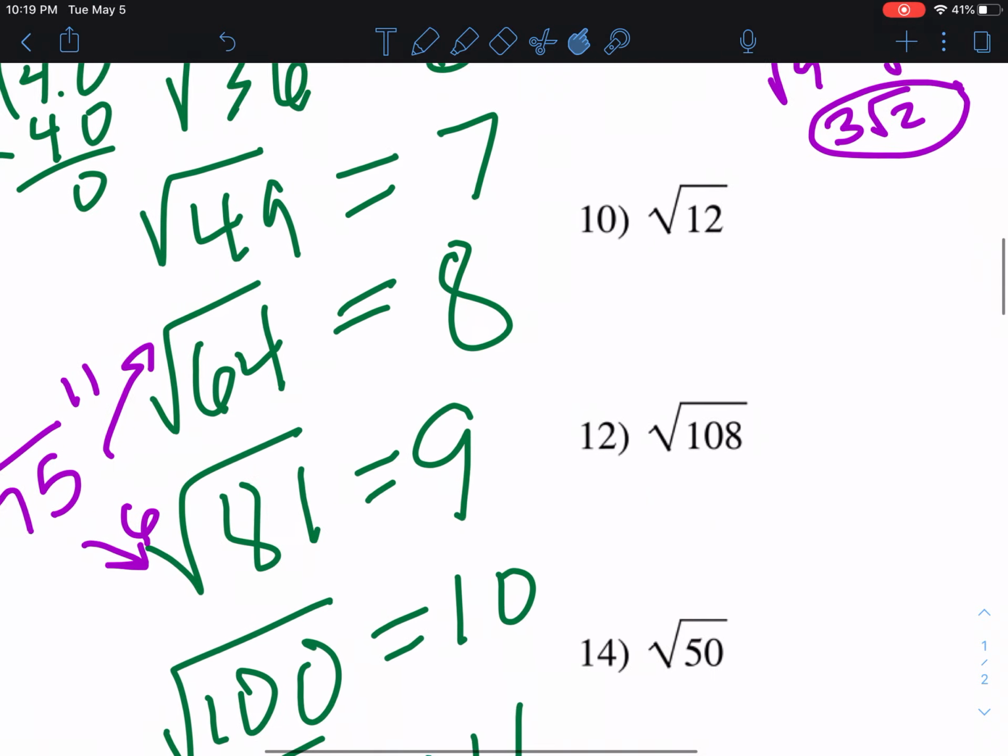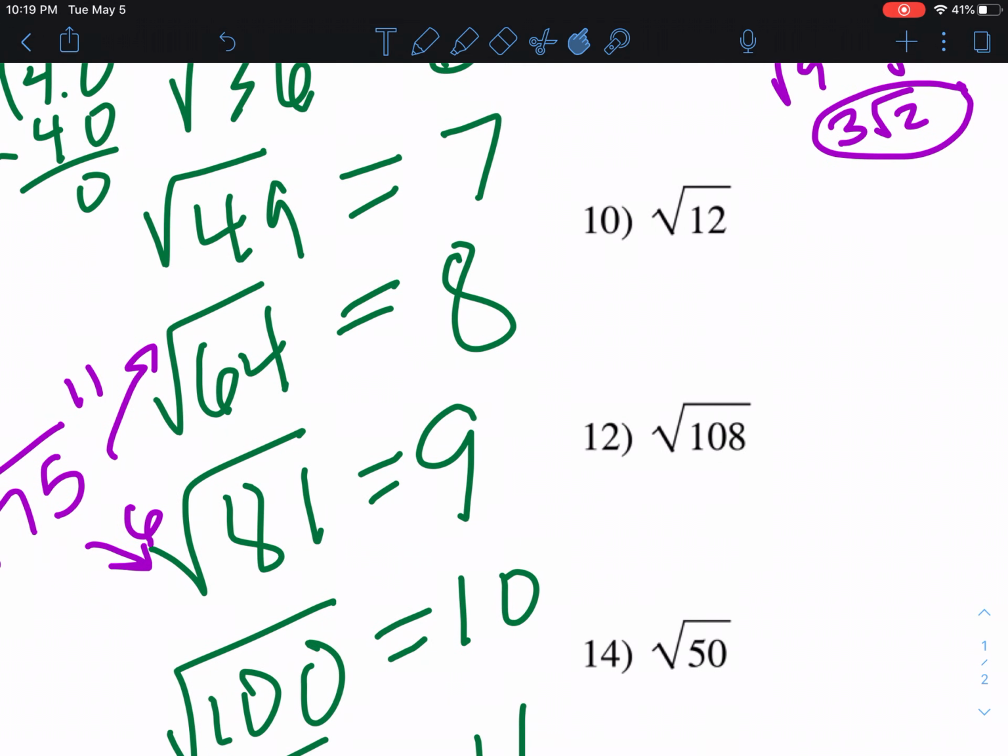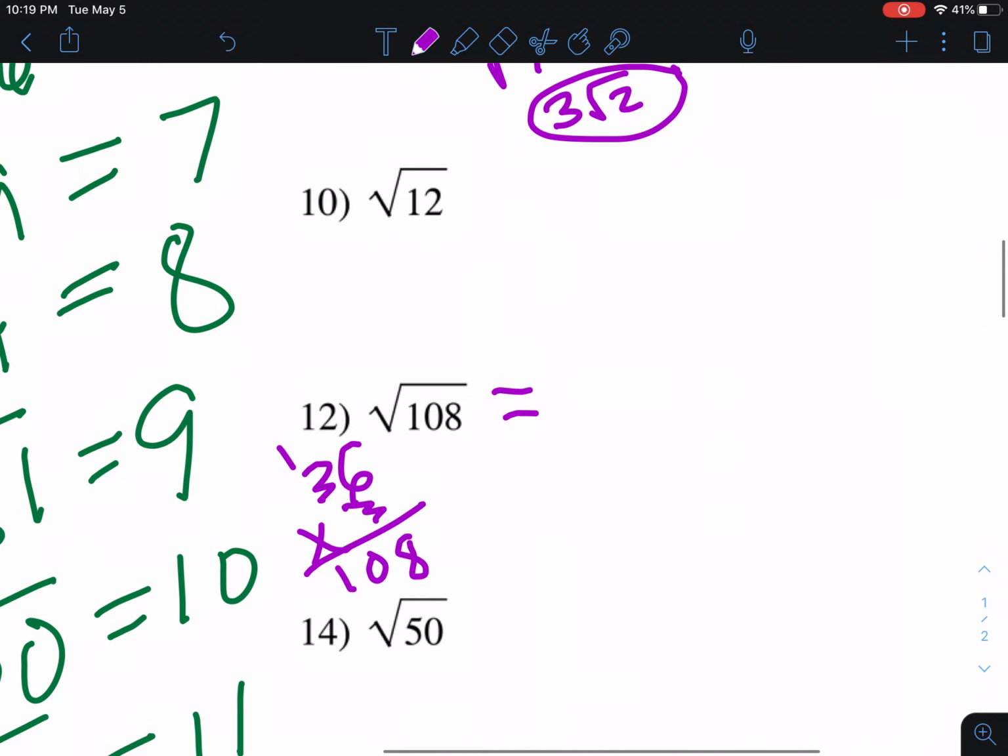Let's check and see. I'm going to see if 36 would go in 3 times. So if I do 36 times 3, old school here, you get 18, 1, 108. Look at that. It does go into 108.